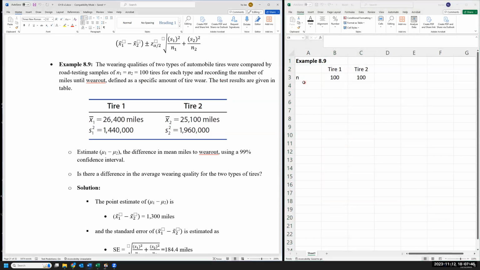And they found the following. This is X bar, or the sample mean. X bar, which is the sample mean from tire 1, is 26,400. And from sample 2 is 25,100. And the sample variance, s squared, that's 1,440,000 for tire 1, and for tire 2 is 1,960,000. Okay, so just copy this table.